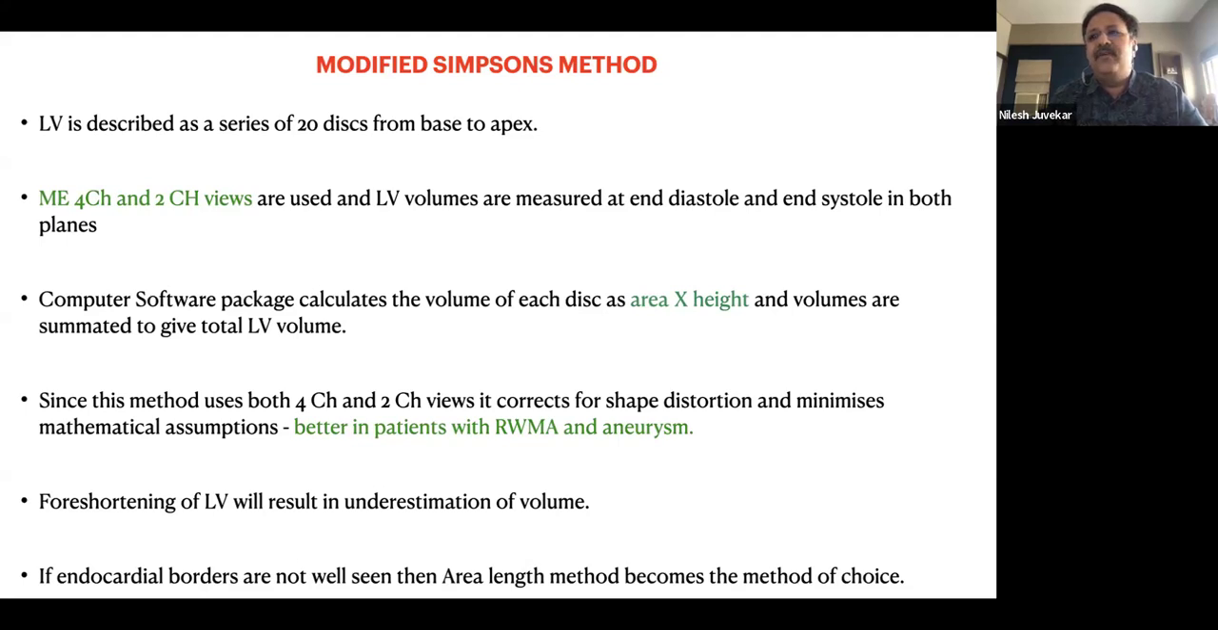So if the apex of the LV moves along with the contraction, it is said to be foreshortened. If you find it is foreshortened, you have to retroflex the probe so as to get away with this particular problem. Now, sometimes it is possible that the endocardial borders are not well seen. And if they are not well seen, then the modified Simpson method becomes a bit problematic. And in such cases, we can use the area length method.